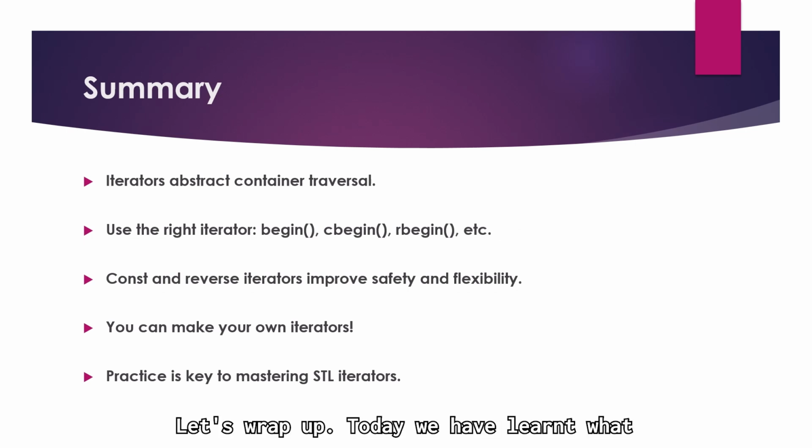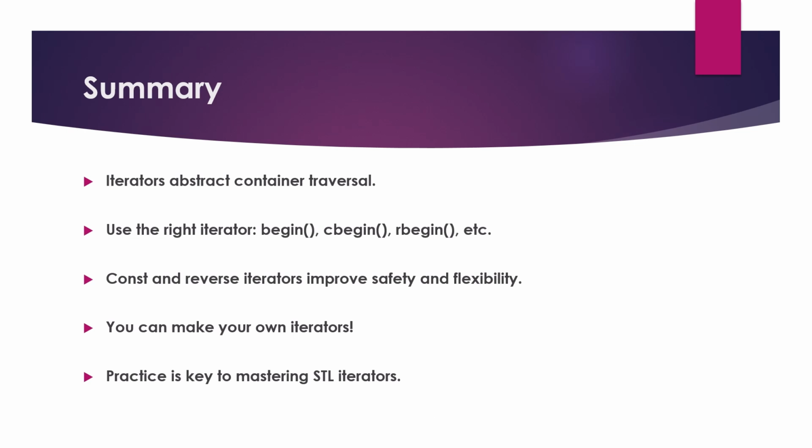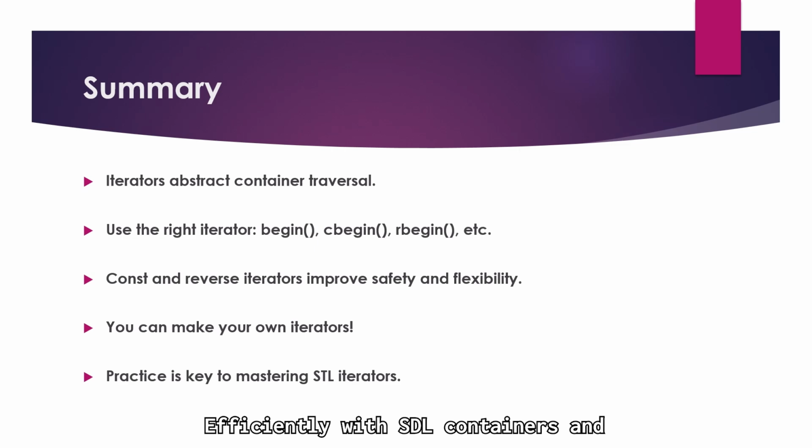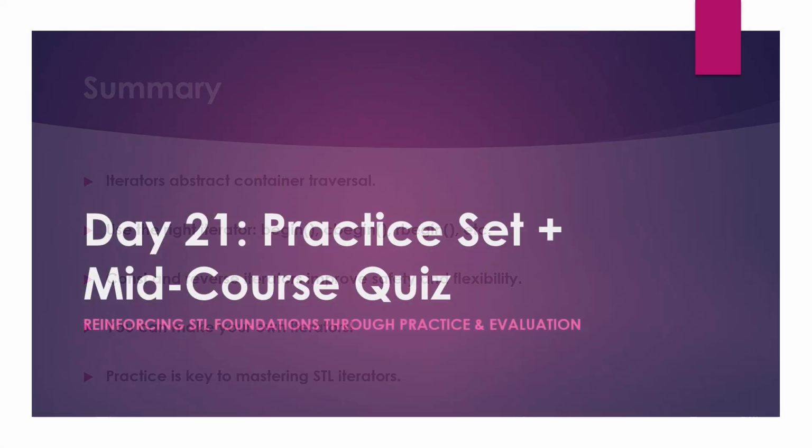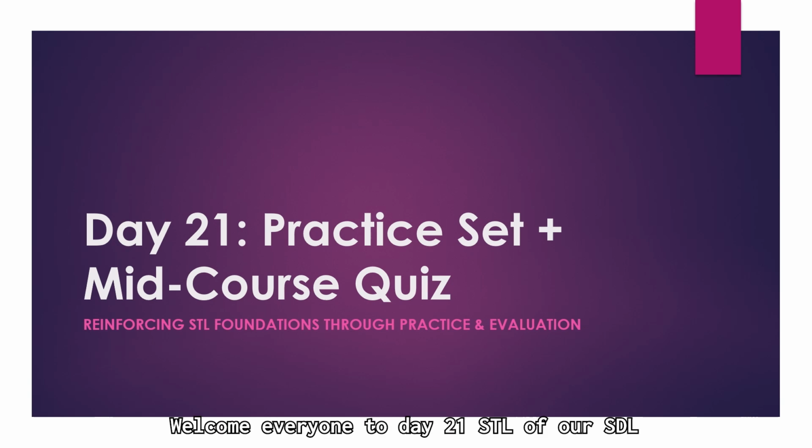Let's wrap up. Today we have learned what iterators are and how they abstract traversal in STL, how to use constant iterators for safety and reverse iterators for backward traversal, the 5 categories of iterators based on their power, and how to write a basic custom iterator to make your classes STL compatible. You also reviewed pitfalls and practiced real problems. With iterators in your toolkit, you are now ready to work more efficiently with STL containers and algorithms. Great job today!